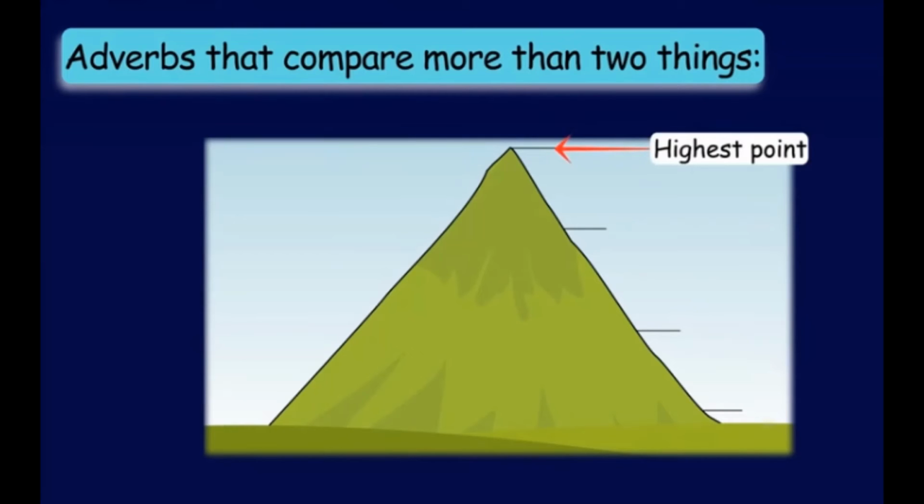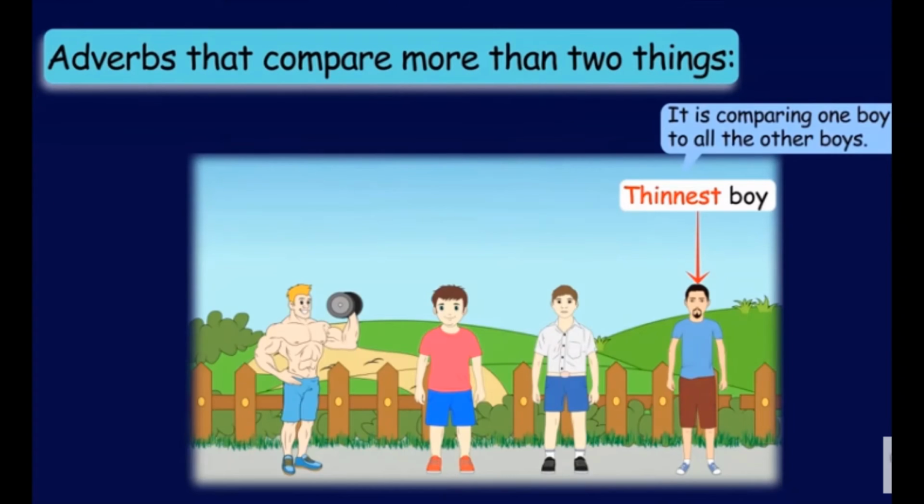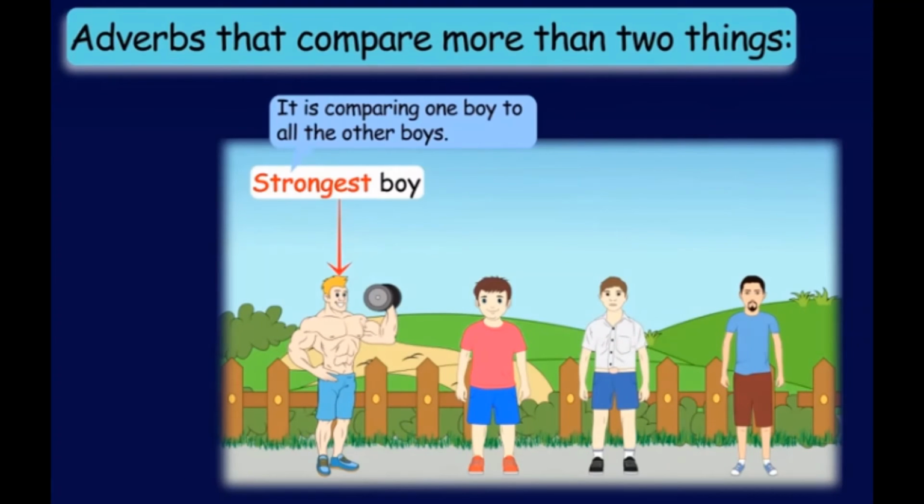Highest point: there are lots of points which you can see on the mountain. So the topmost is the highest. We are adding est. Same as that, it is comparing one boy to other boys. The thinnest, we are adding est, thinnest, so this person is the thinnest of all the four. Then we have strong, strongest. It is comparing one boy to all the other boys. So the strongest boy over here, he is the strongest boy, the superlative degree.